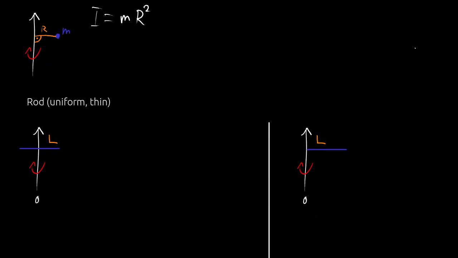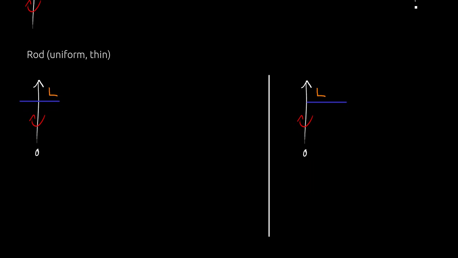Let's go to the uniform thin rod. Uniform means that the mass is equally distributed along the rod, and thin means that it only has one dimension. It's not going to have a width or a height or a radius. This rod only has a length L.